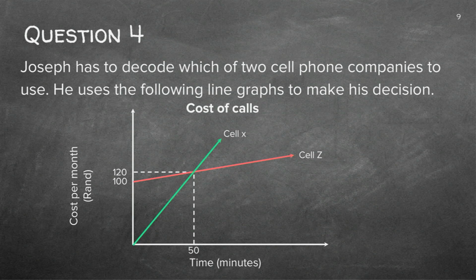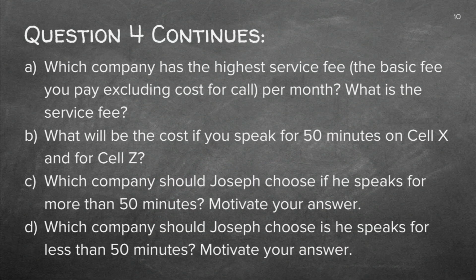Joseph has to decide which of 2 cell phone companies to use. He uses the following line graphs to make his decision. Now there is the one company, Cell X. Can you see there? And this is another company, Cell Z. We've got the cost per month in rand and the time in minutes. Right, look at that. Now let's see if we can answer the questions.